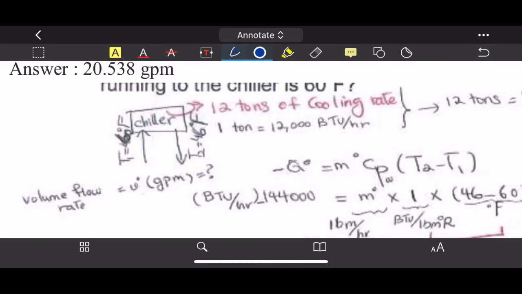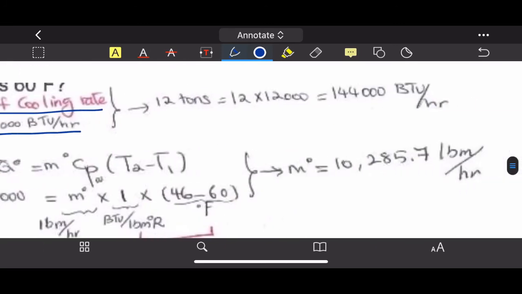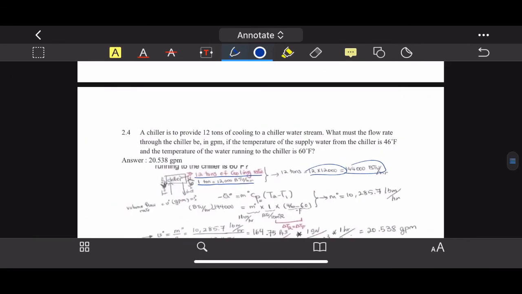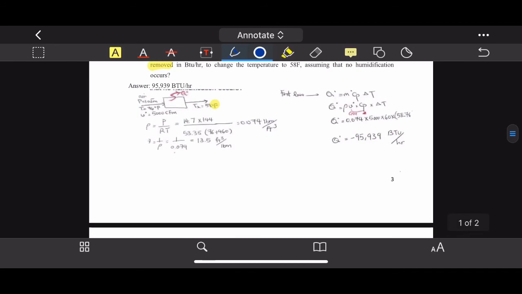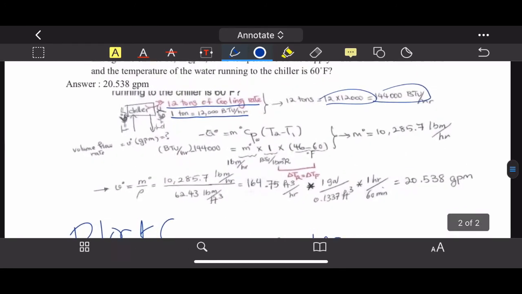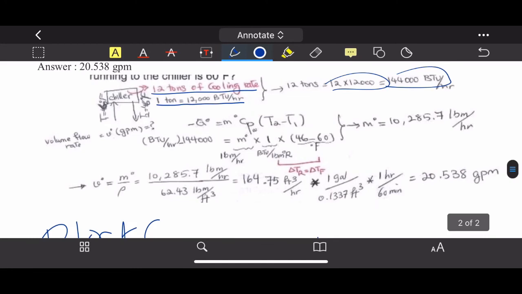Okay, it says there 12 ton. So 12 ton of cooling rate. 1 ton is equal to 12,000 BTU per hour, British thermal unit per hour, and therefore 12 ton is 12 times 12,000, so you get 144,000 BTU per hour, just like our calculation in the previous section, right? 144,000.